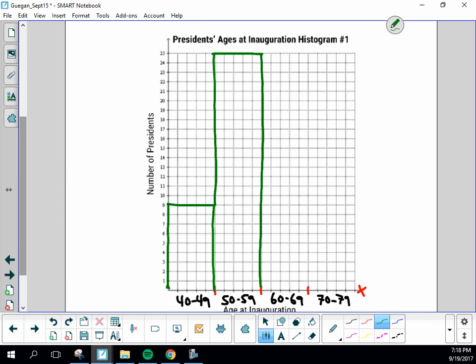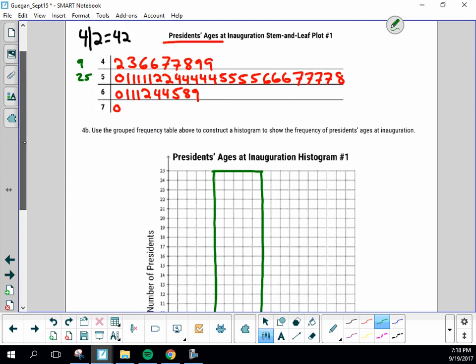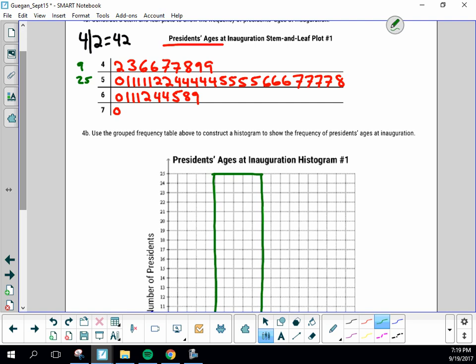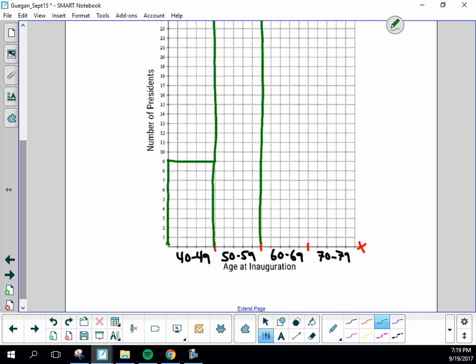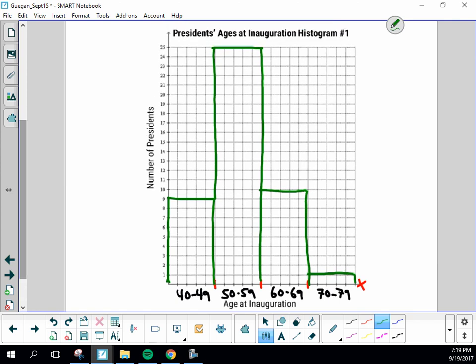Okay. There are 10 presidents who were inaugurated in their 60s. And then we know there's one president inaugurated in their 70s. Okay? And that is what your histogram should look like. I'll get that centered on the screen for you. Should look just like that.